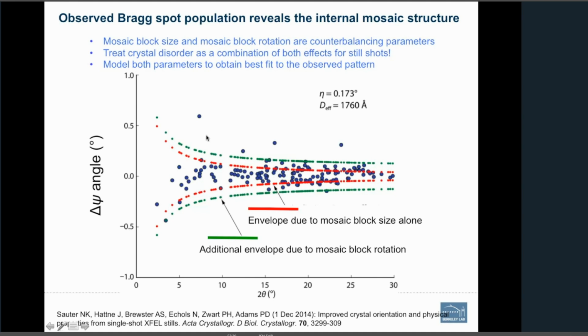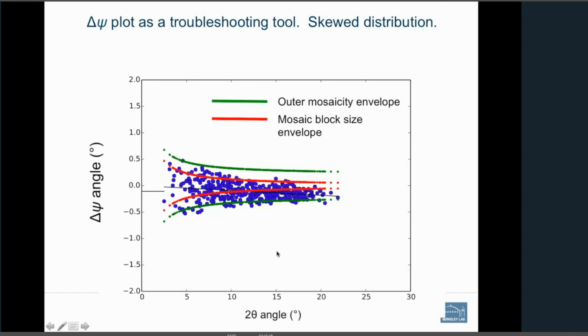So we treat mosaic block size and mosaic block rotation as counterbalancing parameters. And we combine both of those effects, and we find an envelope that will fit all of the reflections. The envelope consists of an effect due to the mosaic block size alone and an additional effect due to the mosaic block rotation. And there's a reference here to see a great deal more about this. The trumpet plot is a very useful diagnostic tool.